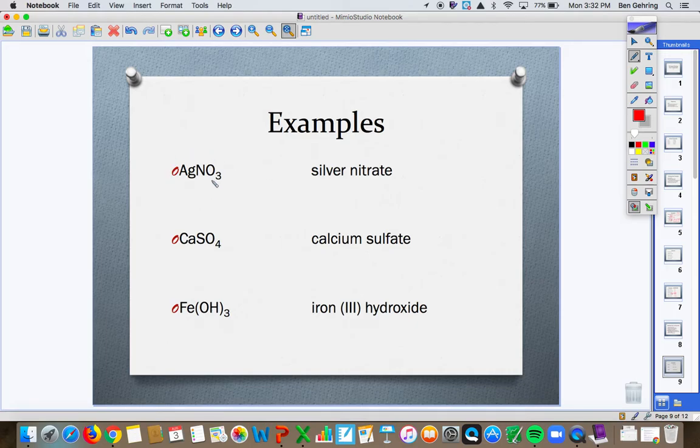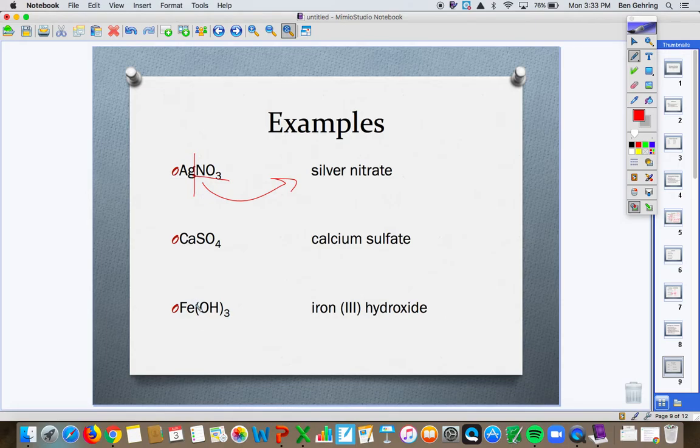For example, we have AgNO3. So Ag is silver, NO3 is nitrate. This becomes silver nitrate. So write the name of your cation, silver, and because this is a polyatomic, I just need to leave it as nitrate. Here we have calcium and we have SO4, which is sulfate. So again, calcium and sulfate is there.